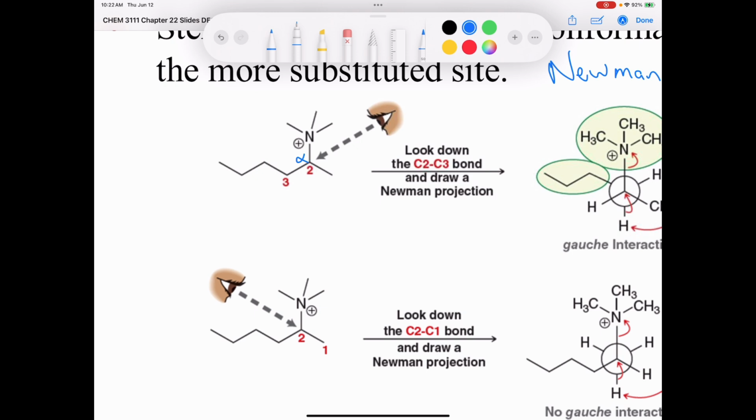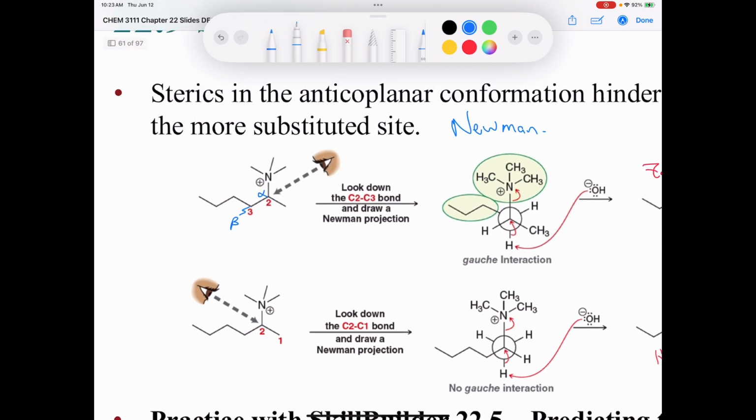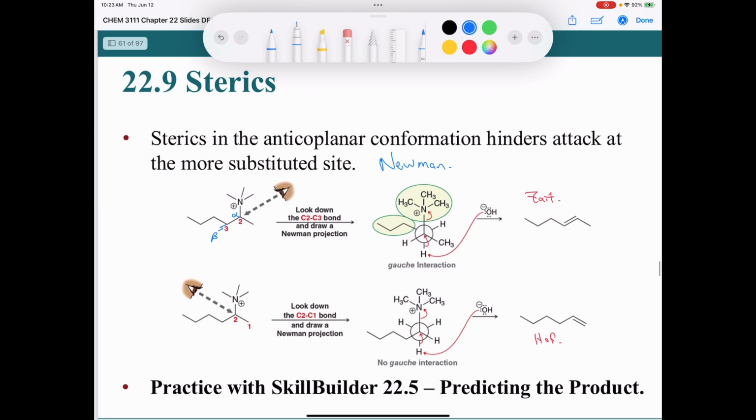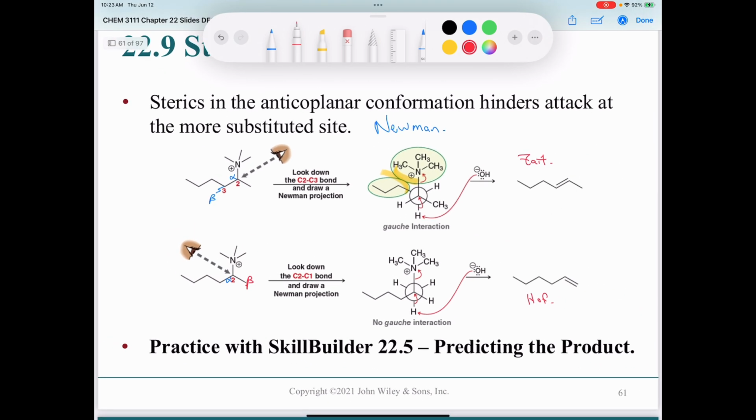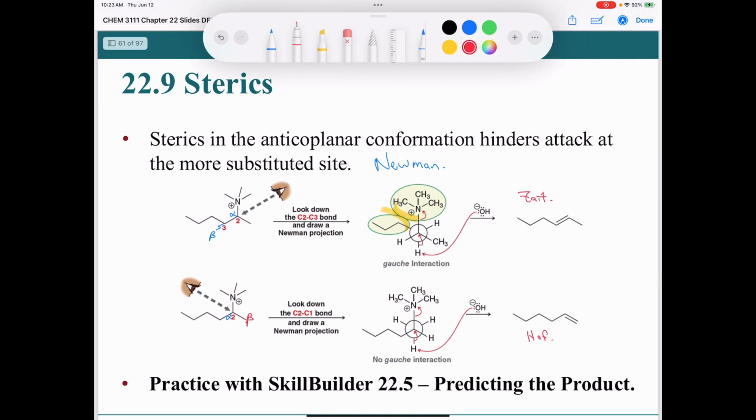Now, if we were to use this carbon number 3 as our beta carbon, and we were to do our elimination there to make our Zaitsev alkene, you see that when you draw the Newman projection, there's a gauche interaction between the leaving group and the alkyl group that's sticking out here. However, when you do the Hofmann elimination, if we use this still as our alpha carbon, but now use this carbon as our beta carbon, you can see that there is no gauche interaction.